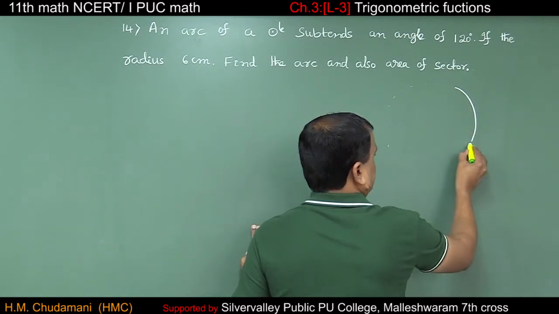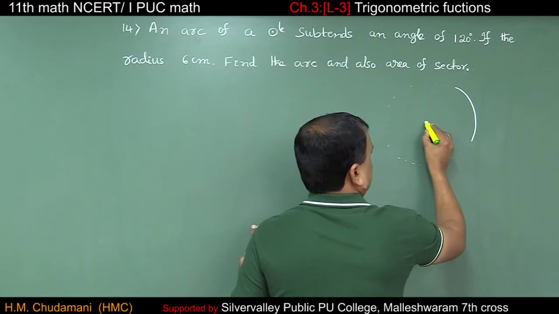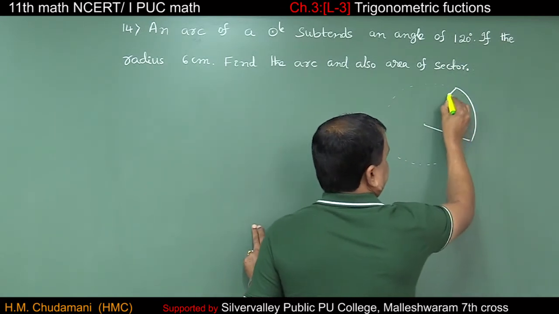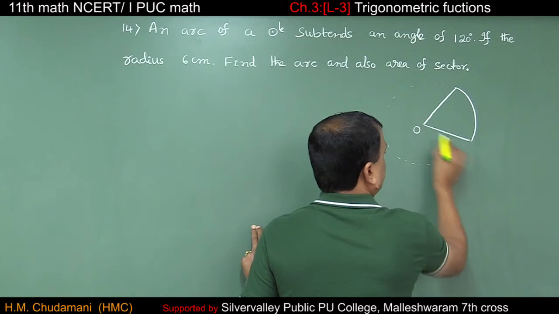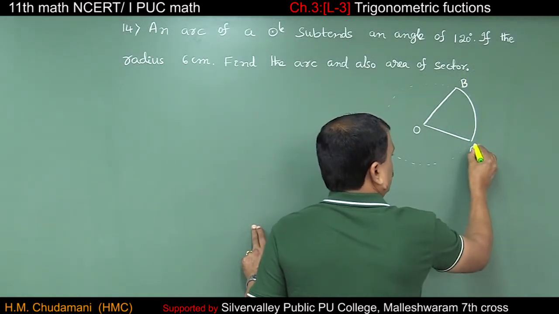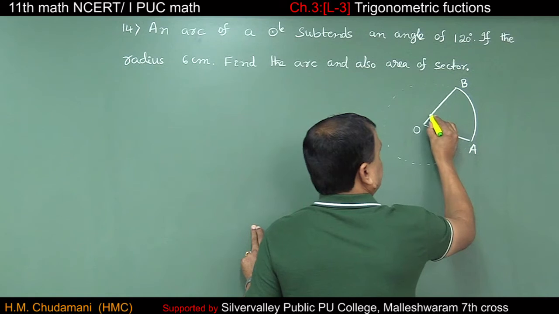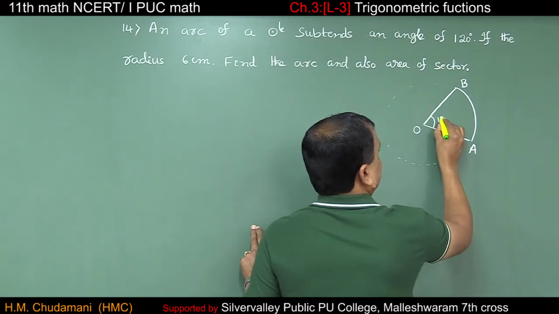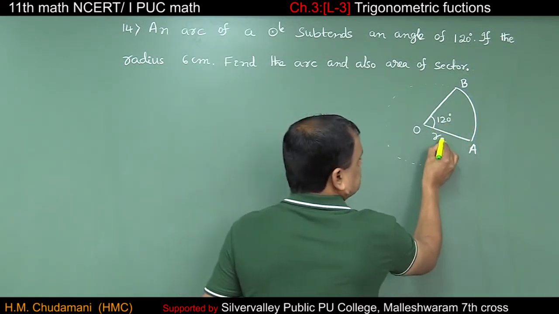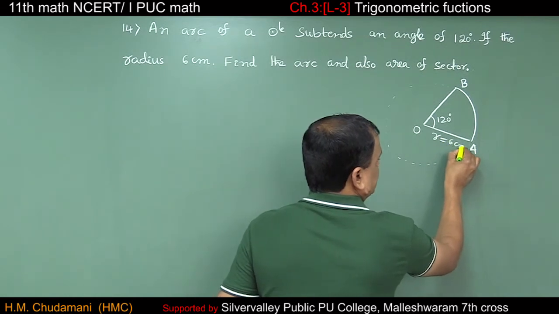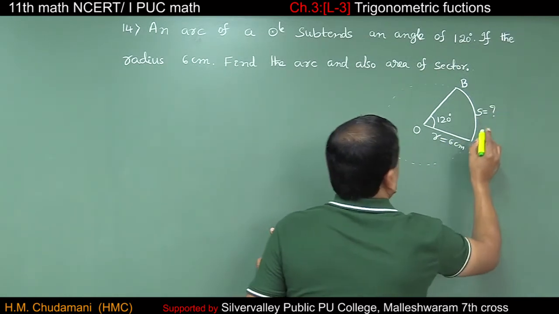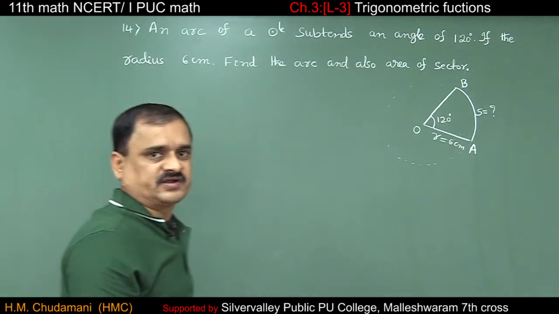This is a circle, an arc of a circle. This is the sector. OAB is the sector of a circle. The central angle is 120 degrees and the radius is 6 centimeters. You are supposed to find the arc length S and also the area of the sector.